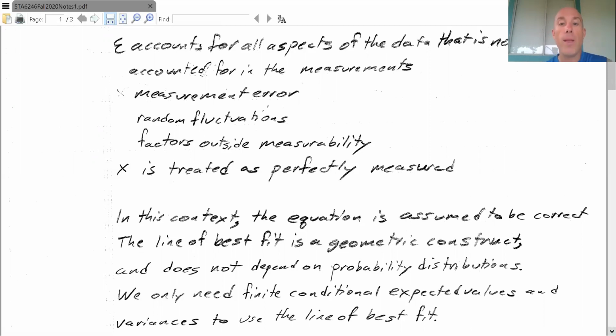Something I want to point out is that the line of best fit that we've grown up with at this point is a geometric construct. It comes from projections in linear algebra. If you think about that for a moment, there's no probability and statistics in that at all. That is strictly a geometric construct, and that's all there is to it. So we can always use the line of best fit with very minimal assumptions on our data. I'm talking finite expected values, finite variances. That's all I really need to be able to use the line of best fit.